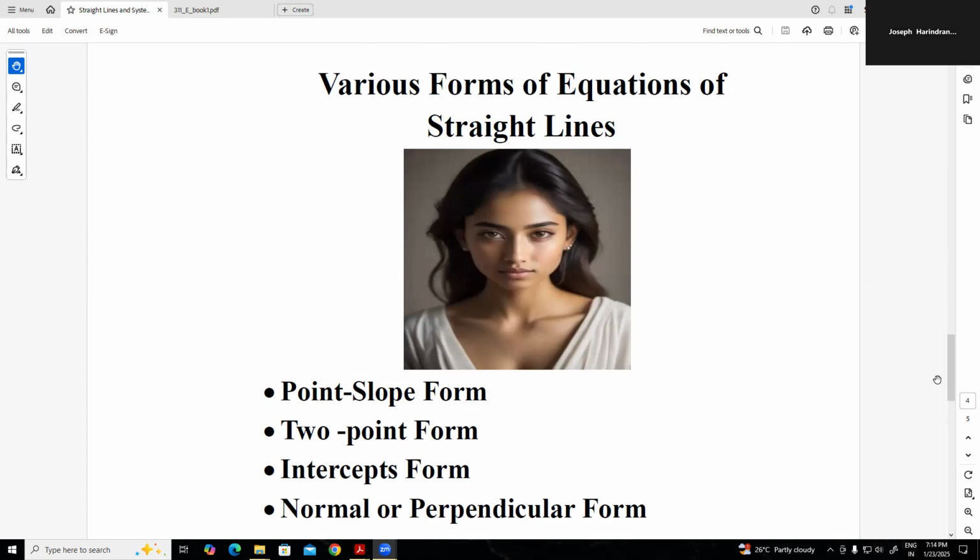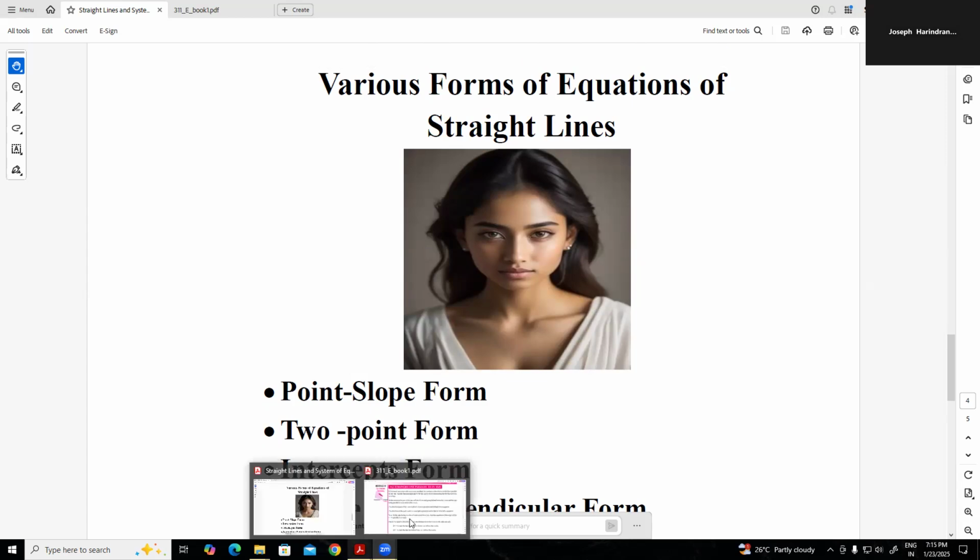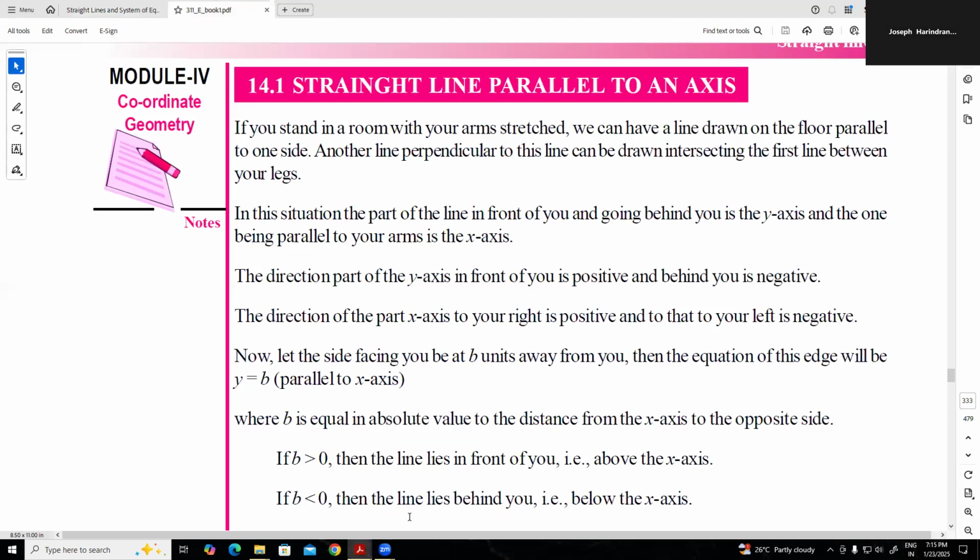First of all, we are going to see point slope form, the 2-point form, the intercepts form, and the normal or perpendicular form of the equation. We are going to see these things in detail now. Let us move on to the first form. Before that, let us see what are the equations of straight lines parallel to and perpendicular to the axis.